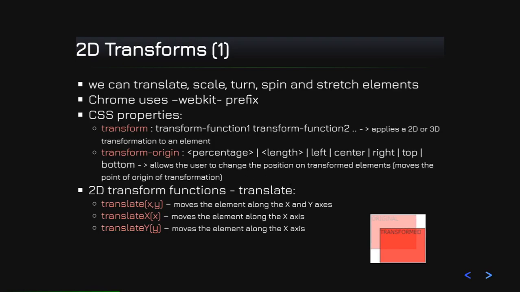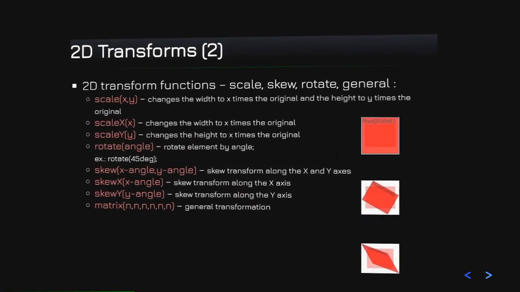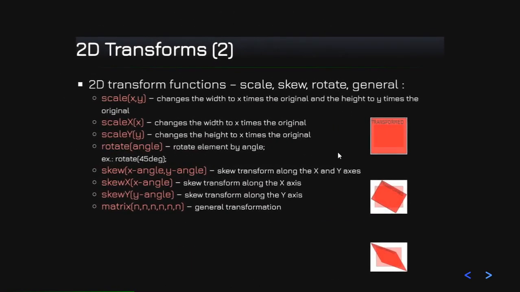Okay, there's also the transform-origin CSS property, which allows the user to change the position of transformed elements, which basically means it moves the point of origin of the transformation. We can specify that in percentages or length in pixels or left, center, right, top, corners. Okay, these are 2D transforms. Some other 2D transforms are scale. So we can scale an element on both axes, or only on the X axis or the Y axis. You see here an example.